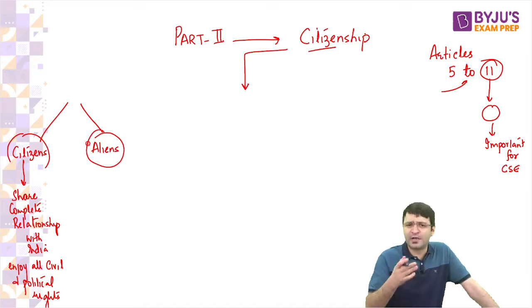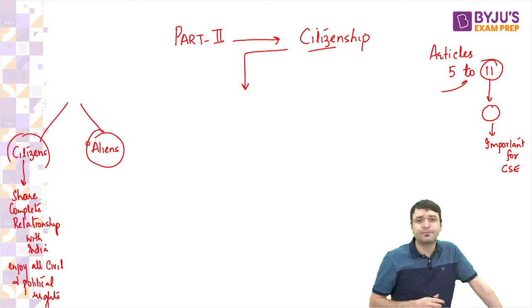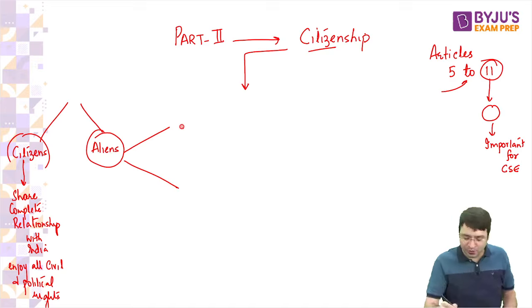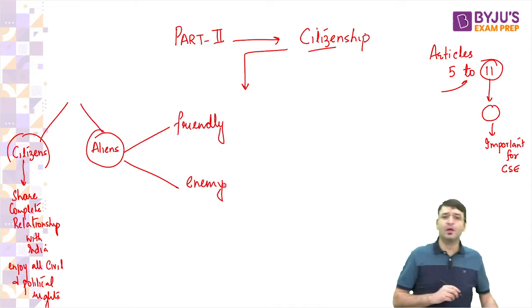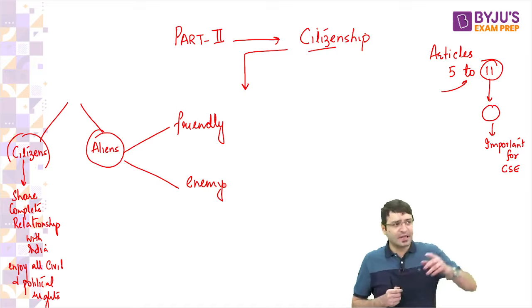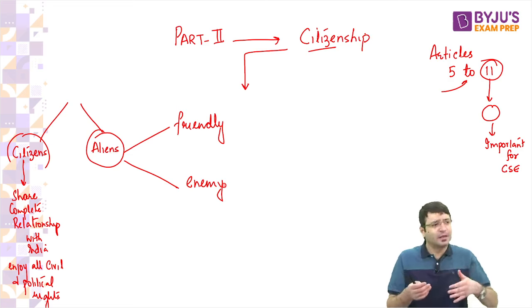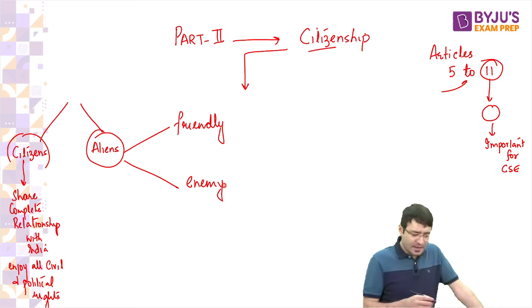Who are these aliens? Foreigners. For example, there are foreigners working in India, residing in India, studying in India, conducting business in India, on tourism-related reasons or medical reasons in India. These are what we call aliens. These aliens can further be divided into friendly aliens and enemy aliens. Who are friendly aliens? Citizens of those countries which share a good, cordial relationship with India. For example, US citizens in India, Canadian citizens in India, German citizens in India, they are friendly aliens. Enemy aliens are the citizens of those countries with which India is at war.